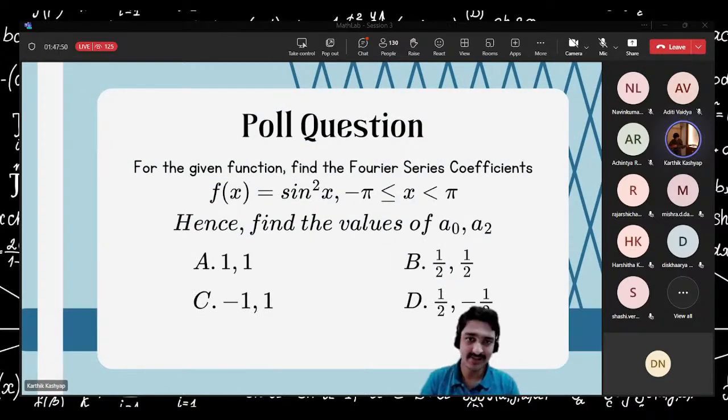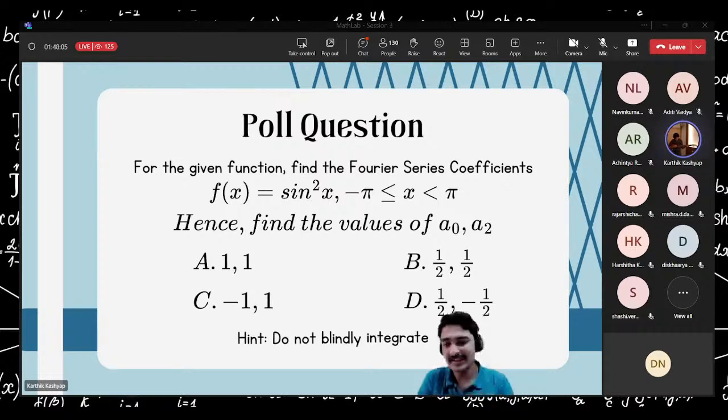Moving on. This is the poll question. Moderators, please put the poll for this question. Let's say there is a given function f of x is equal to sine square x from minus pi to pi. Find the values of a0 and a2 specifically. And I would give you a hint: do not blindly integrate this with the identities that we have gotten so far. Try to somehow get it in terms of Fourier series.